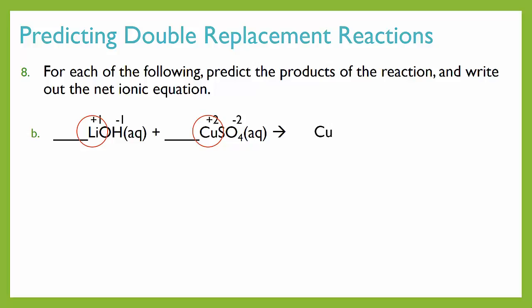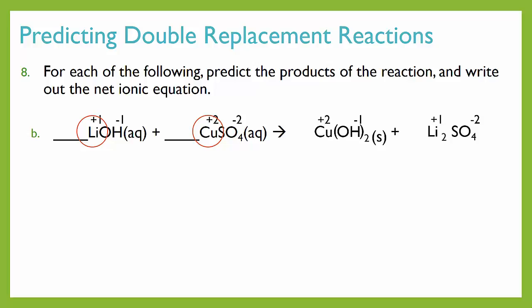So instead of copper being with sulfate, now it's going to be with hydroxide. The copper was +2, hydroxide was -1, therefore I need 2 hydroxides. That leaves lithium and sulfate. Lithium is +1 and sulfate is -2, so I'm going to need 2 lithiums to make this formula work.